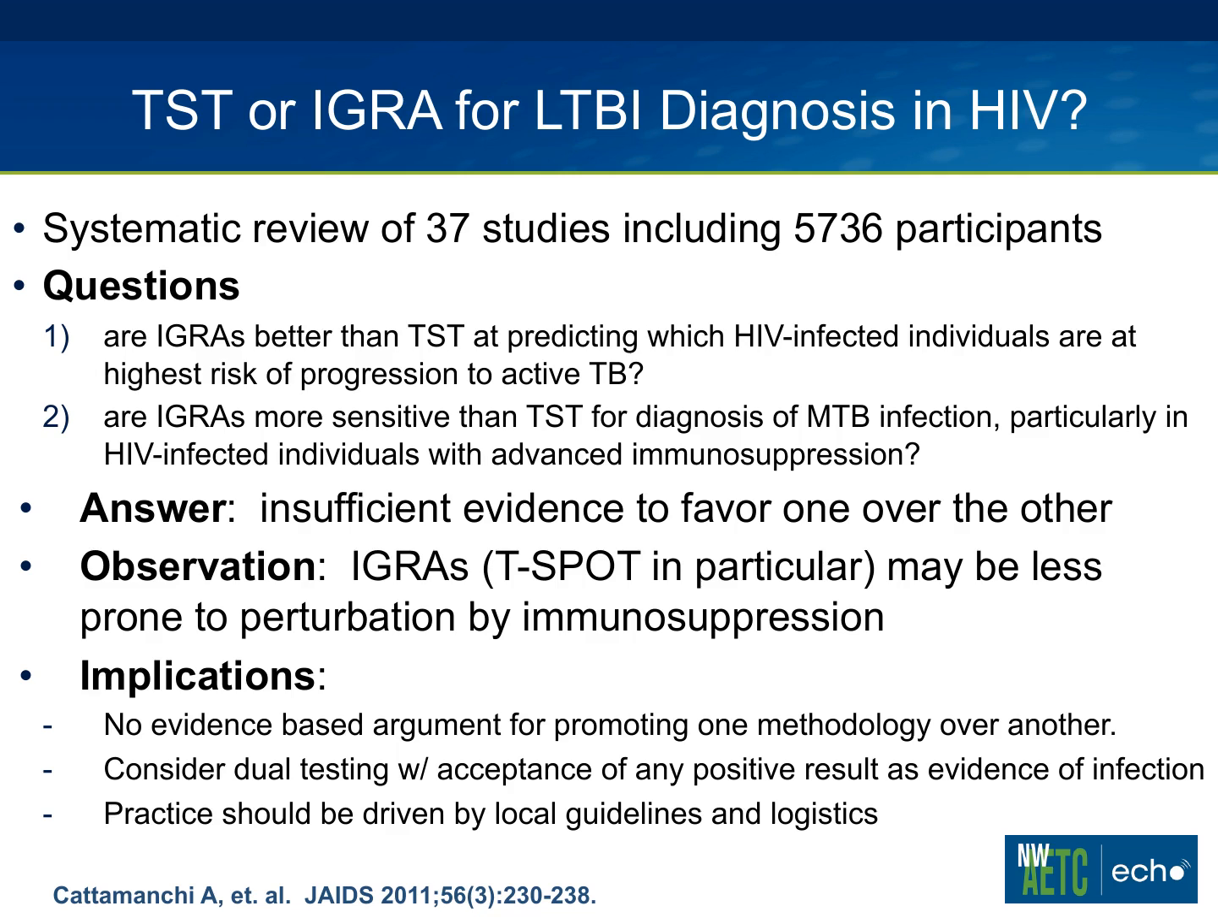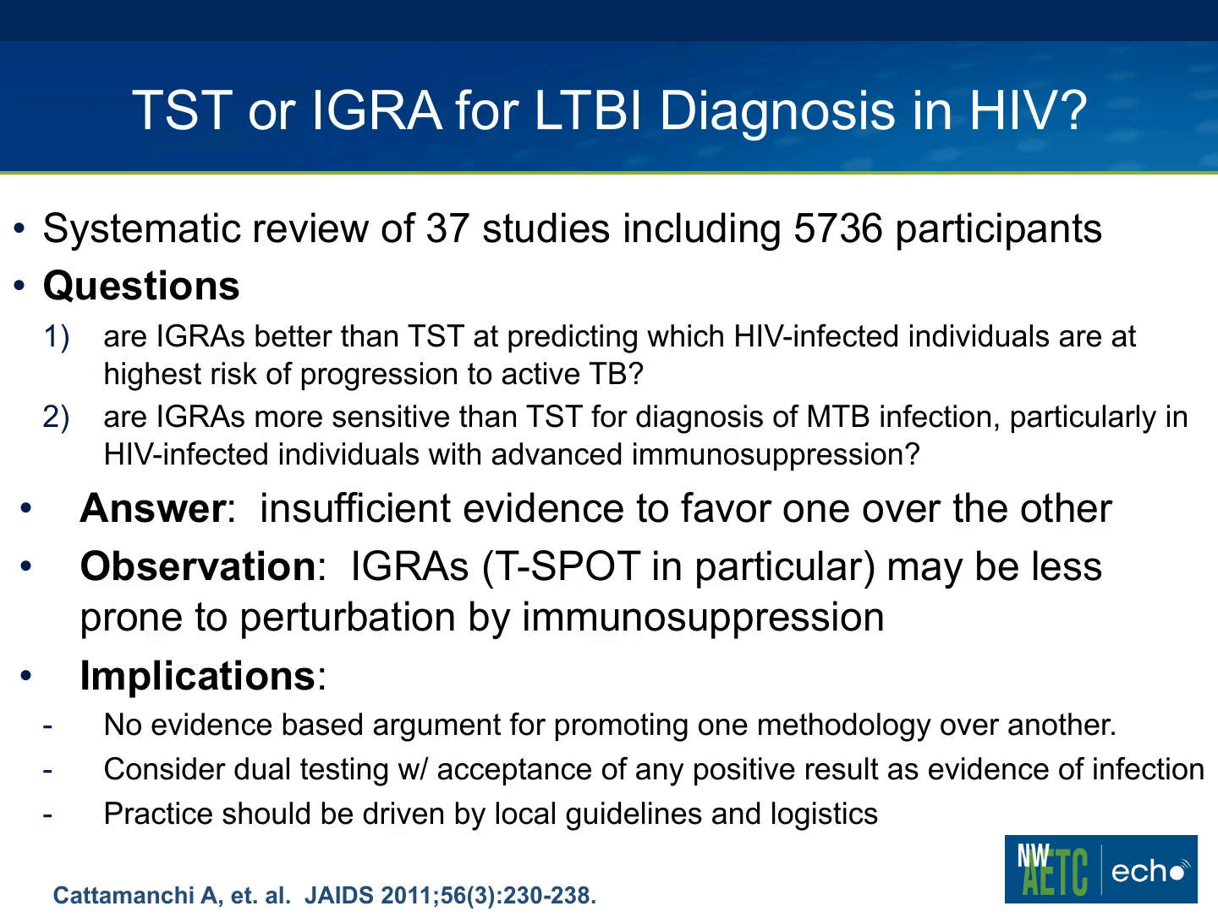A systematic review of those studies published last year in the Journal of AIDS asked 2 questions. One, are IGRAs better than TSTs at predicting which HIV-infected individuals are at risk of progressing to active TB? Because in the end, that's what we're trying to prevent. And 2, are IGRAs more sensitive than the TST for diagnosis of MTB infection, particularly in those HIV-infected individuals with advanced immunosuppression? And the answer, as you might imagine, was that there's insufficient evidence to favor one over the other.